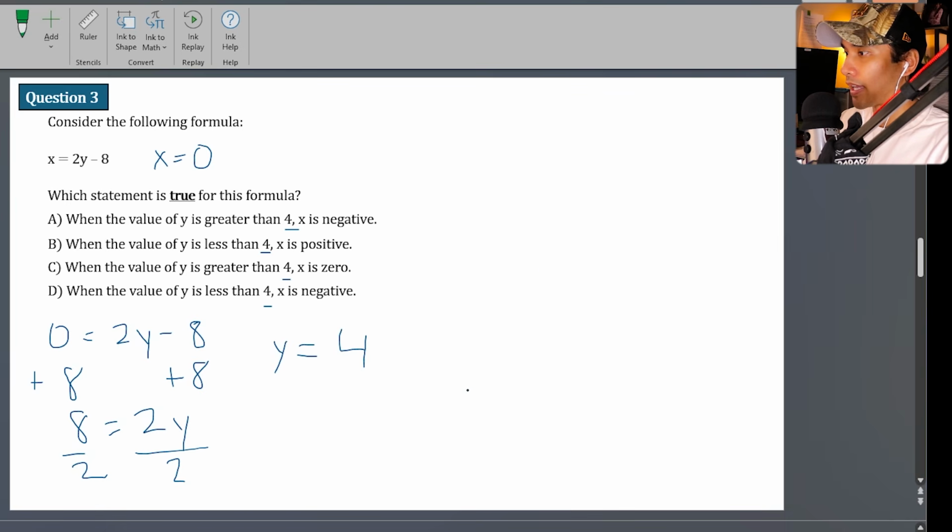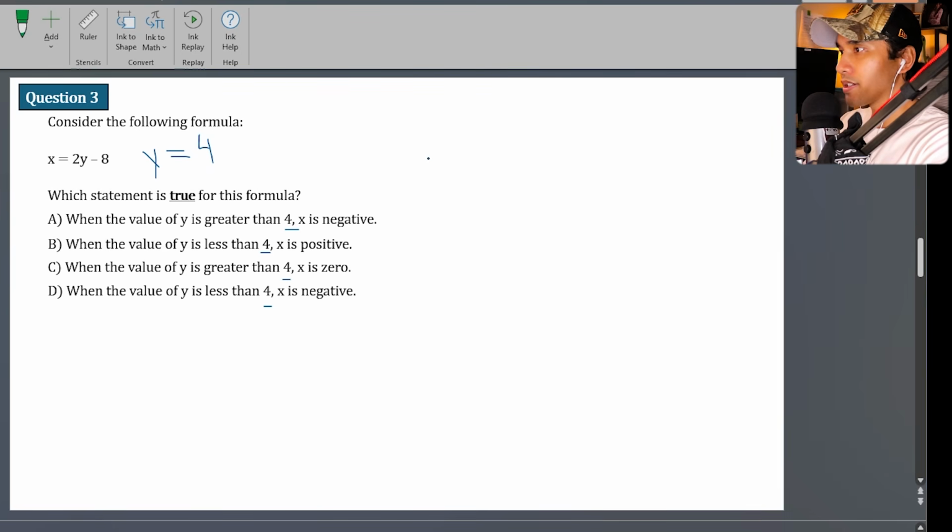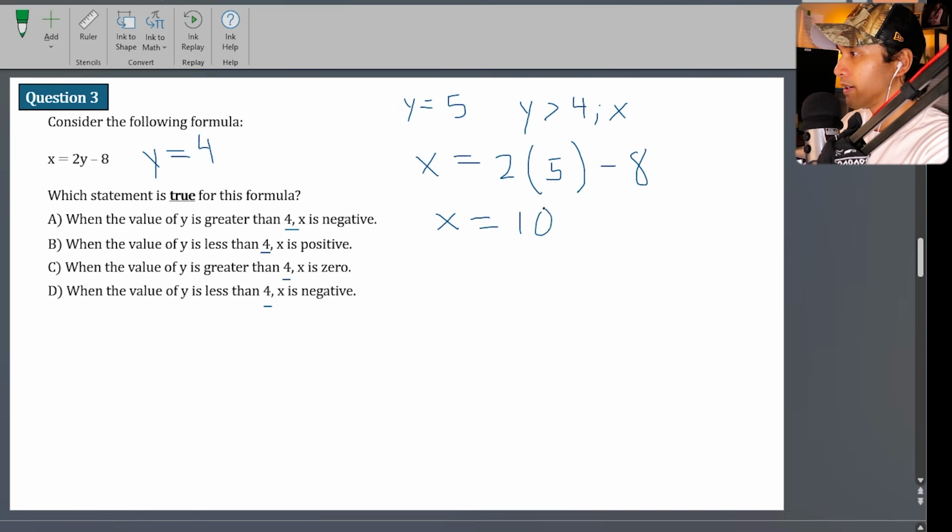And that's our cutoff. And let's go find what happens when we choose values above our cutoff and below our cutoff. So I am going to put y equals 4 right here, and that's our cutoff. And let's just choose 5 again. Y equals 5, and we're trying to find for y greater than 4, what are the x values, positive or negative? Let's just plug in the y. So we have x equals 2 times 5 minus 8, x equals 10 minus 8, and then x equals 2.